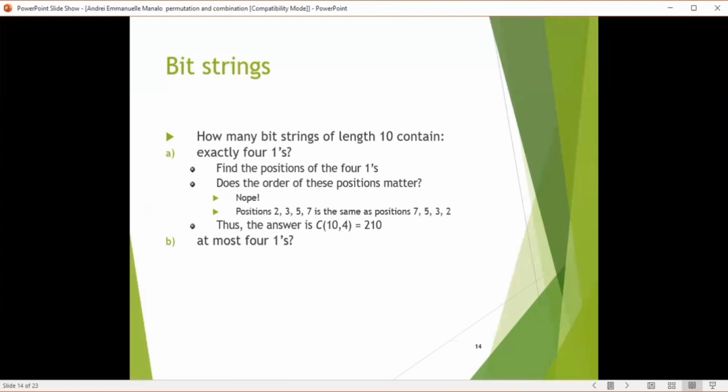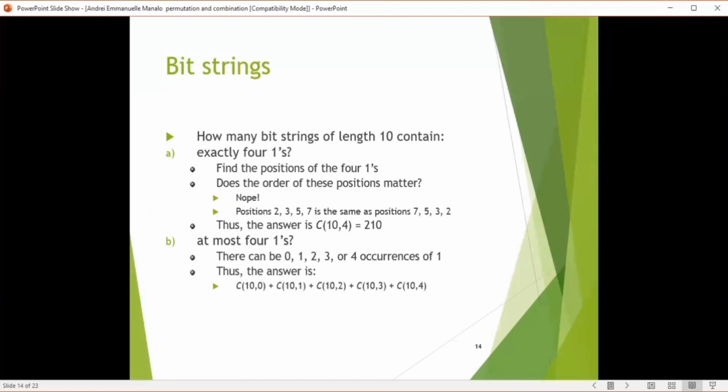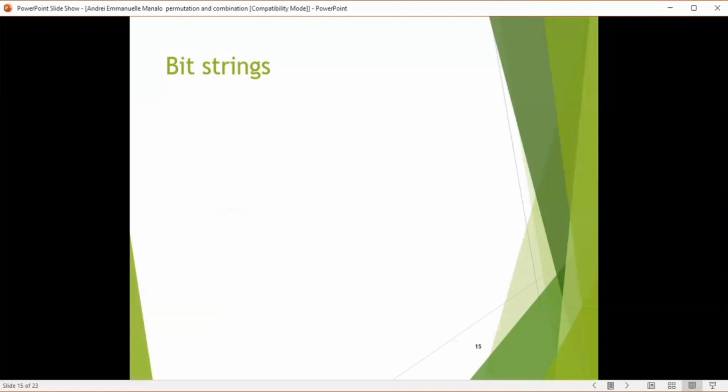How many bit strings of length 10 contain at most four 1s? There can be 0, 1, 2, 3, or 4 occurrences of 1. Thus the answer is C(10, 0) plus C(10, 1) plus C(10, 2) plus C(10, 3) plus C(10, 4), which equals 1 plus 10 plus 45 plus 120 plus 210 equals 386.